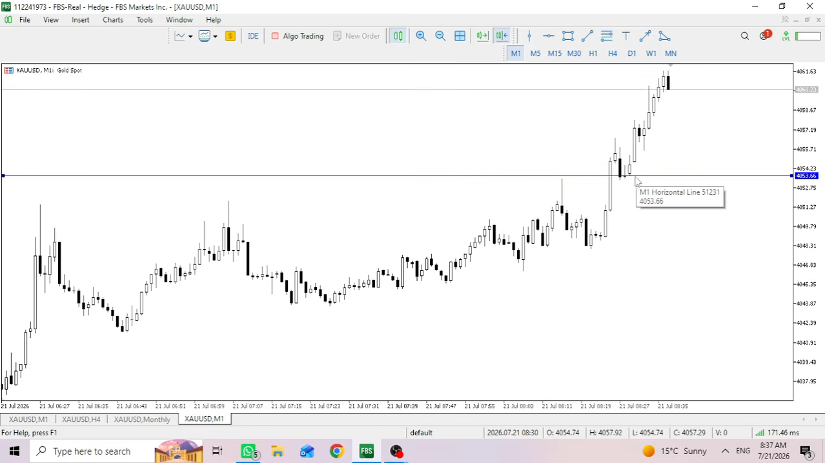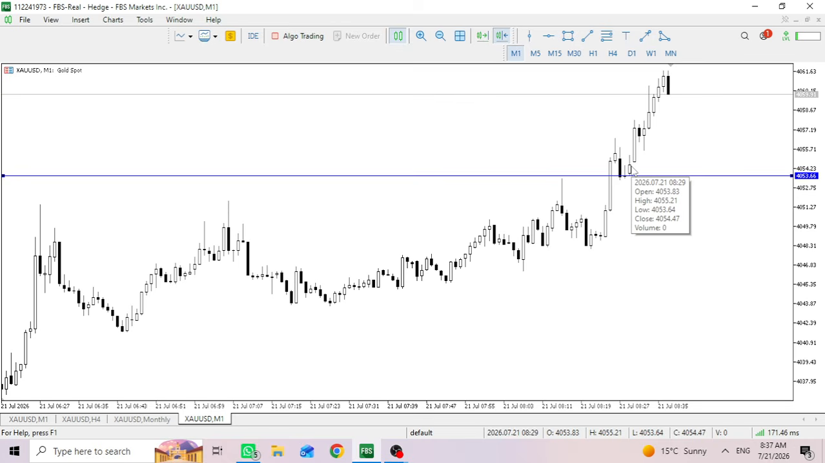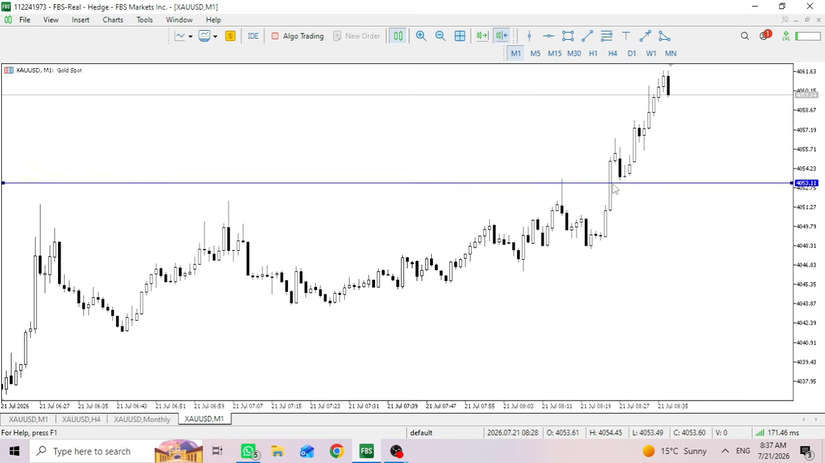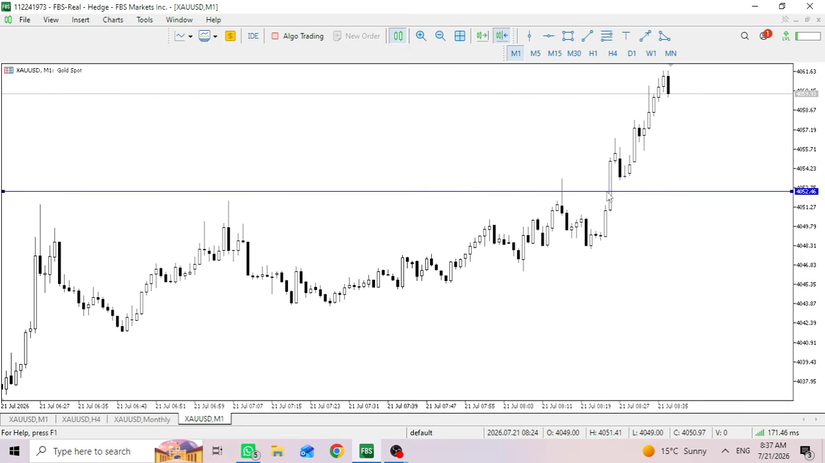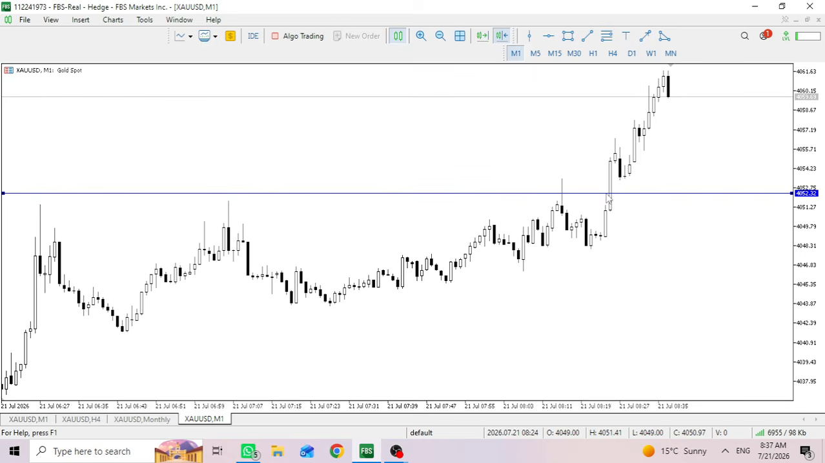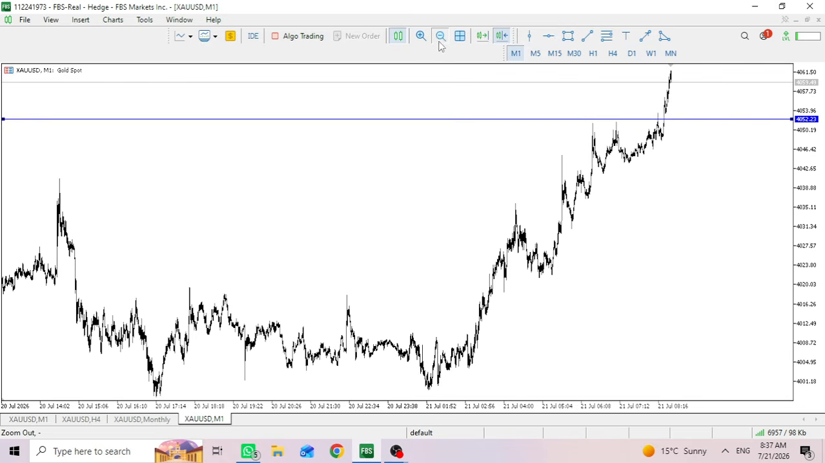Now what is this now? 4052.15. That is where the daily breakout will be, 4052.15. Honestly, 4052.15. Now the daily breakout has already happened. It happened there. Yeah, here.